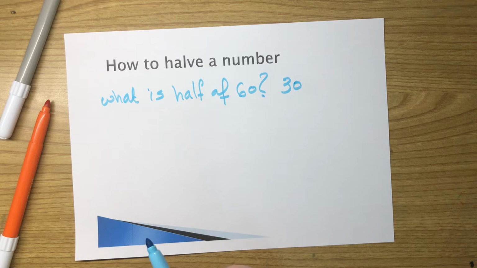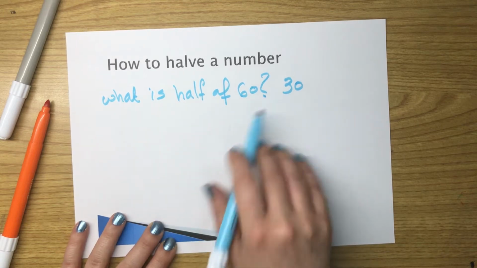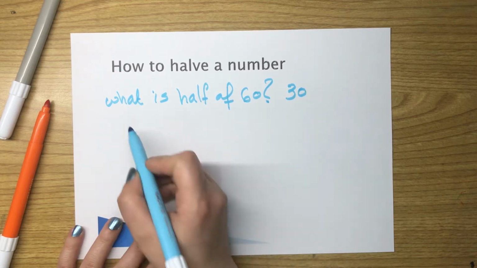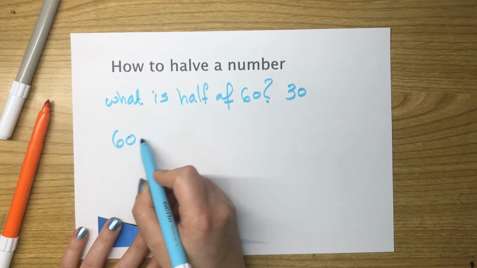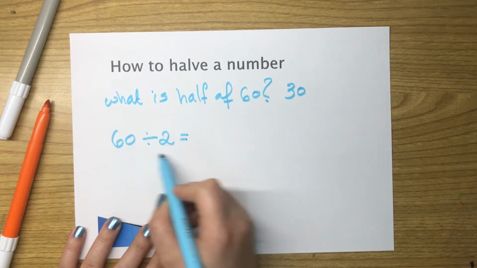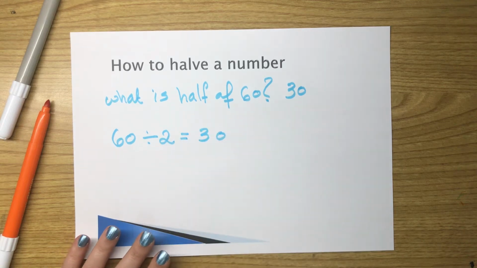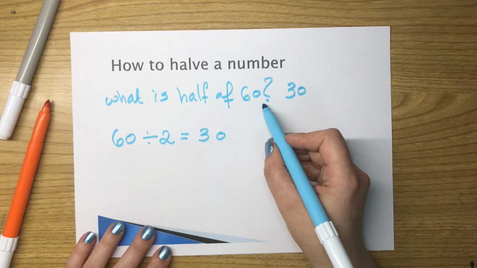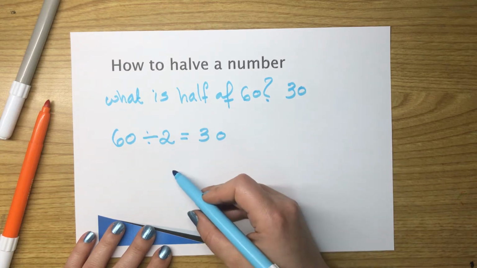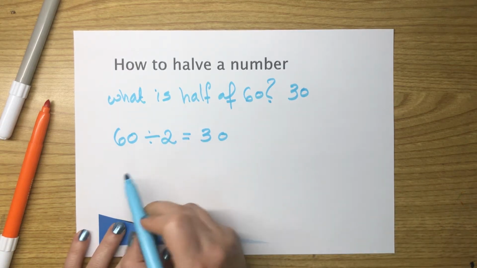Another way, by using long division or division, to find the half of, or halve, the number 60, you have to divide it by 2. Remember, the 0 goes here. 6 divided by 2 equals 3. Okay, you can do it mentally, or you can do it by dividing by 2.